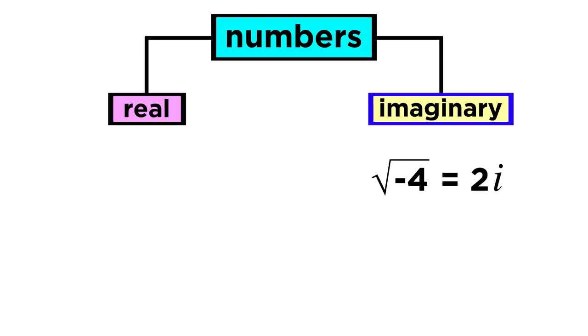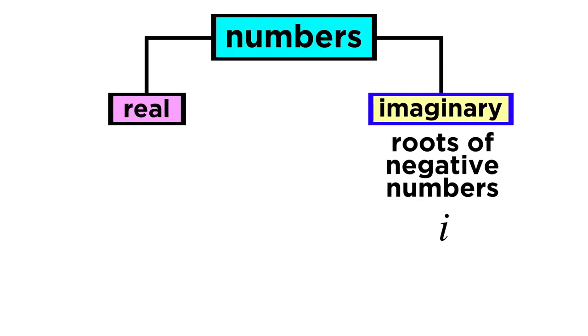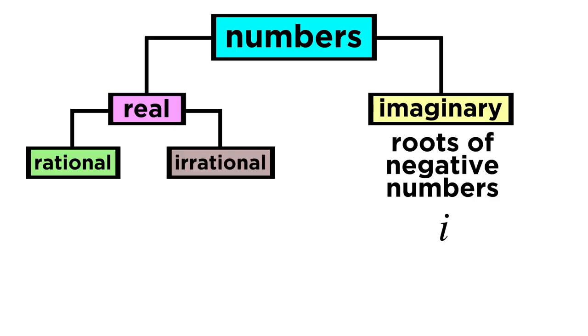The square root of -4 would be 2i, because -4 is equal to 4 times -1. So this radical could be split up into root 4 times root -1, which is therefore 2 times i, or 2i. That covers imaginary numbers, so let's go back to the real numbers. Within the category of real numbers, there are two subcategories, rational and irrational.